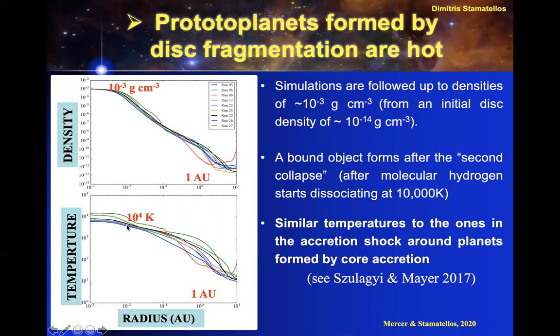And the temperatures you see at the center are very hot, about 10,000 K. And then the temperature drops down to about 10 to 50 K after 1 AU away from the center. So these temperatures that we calculate are similar to the temperatures found by models in the accretion shock around planets formed by core accretion. So the temperature cannot really be a distinguishing factor between the two models.